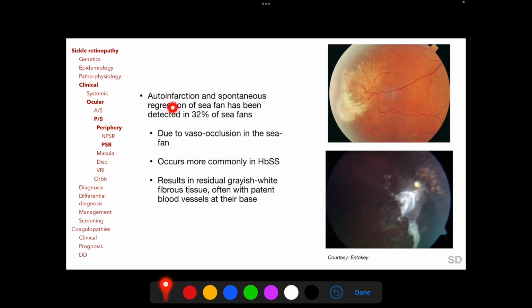Autoinfarction and spontaneous regression has been found in almost one-third of CFANs and is said to occur due to vasoocclusion due to sickling within the CFAN itself. It occurs more commonly in patients with HbSS genotype and results in residual grayish-white fibrous tissue, often with patent blood vessels at their base. This photograph shows a partially regressed CFAN, and this photograph shows an almost completely regressed CFAN.